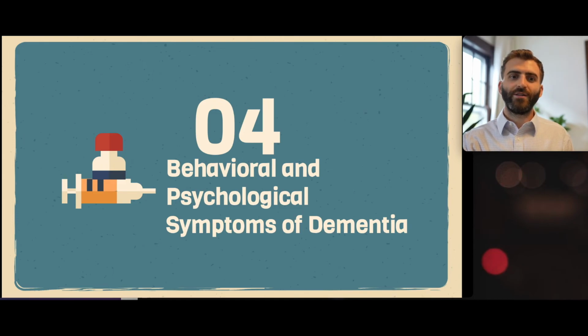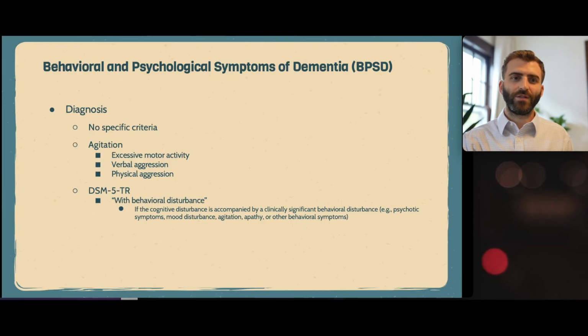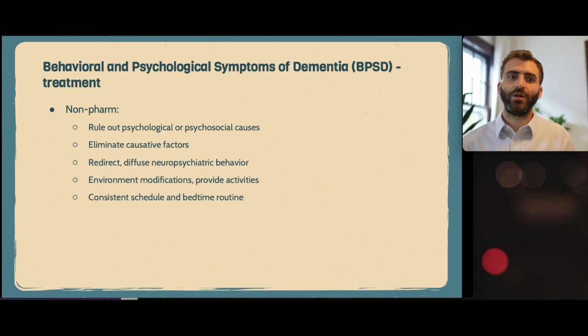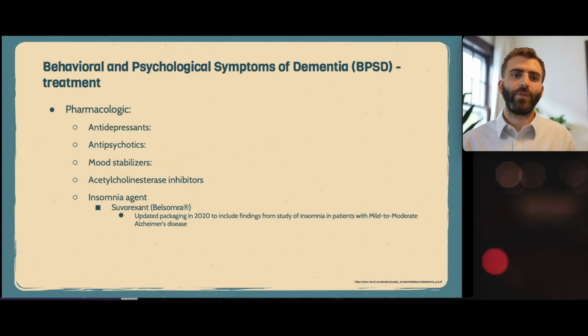Finally, I wanted to go into the behavioral and psychological symptoms of dementia. There's no specific criteria for this, but many patients that have neurocognitive disorders have aggression or changes in behavior that can be difficult to manage. You want to do non-pharm options, so give the patient something to do. Have them listen to music, have them help fold towels, redirect them, remove things like coats and hats that make them think they're going to leave soon, so make the environment as best you can.